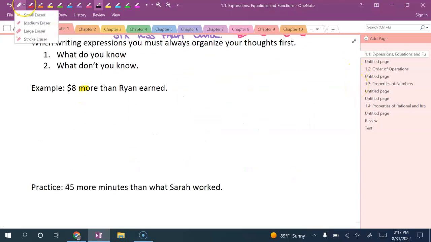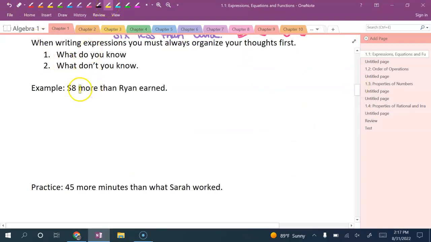So, for example here, I have $8 more than what Ryan earned. Now that key phrase more than that's in there, that's going to tell you that you're going to end up using addition, because more than was up above on that chart underneath the addition column. So you have $8 more than Ryan. So Ryan earned something. We don't know what that is, so let's go ahead and use R for Ryan. And then more than would be plus, and it's 8 more than, so it would be R plus 8. So you guys go ahead and write down what you think the answer for that practice problem should be.